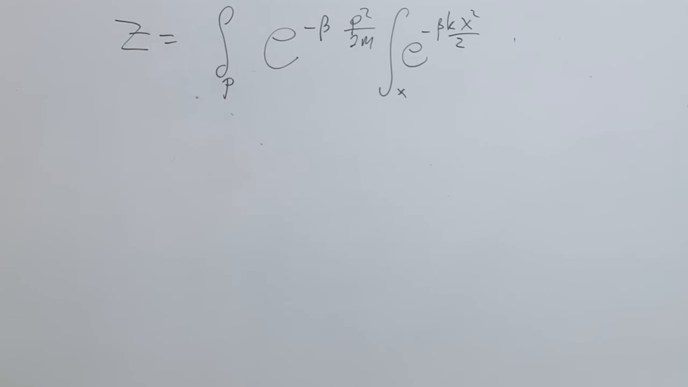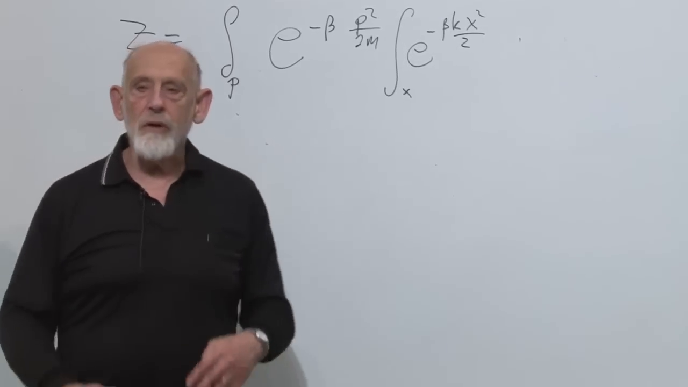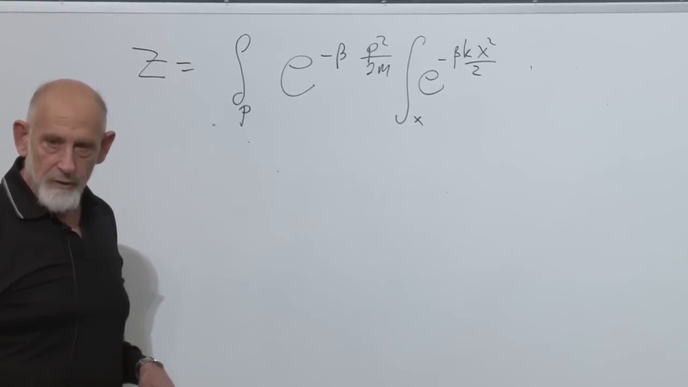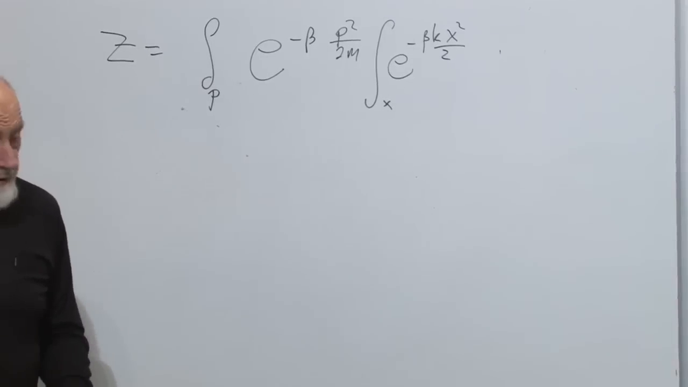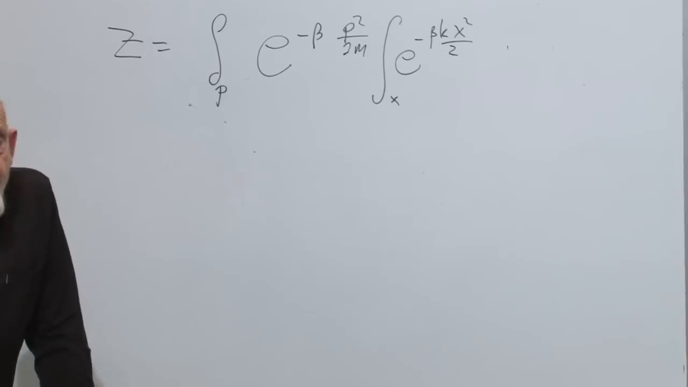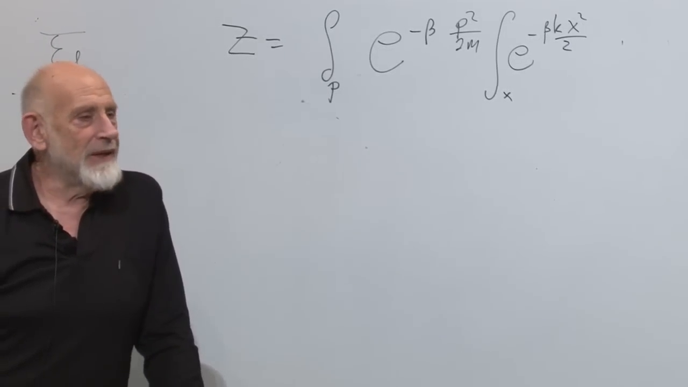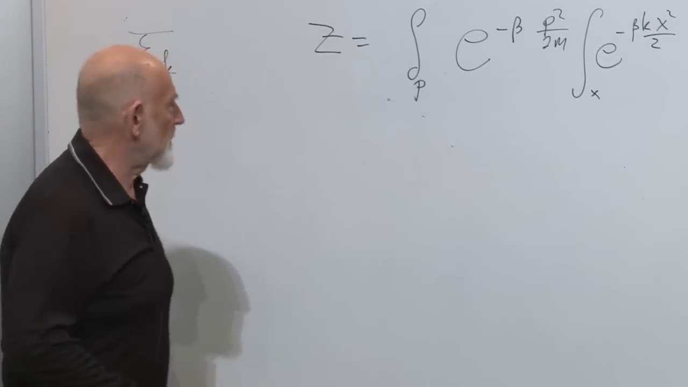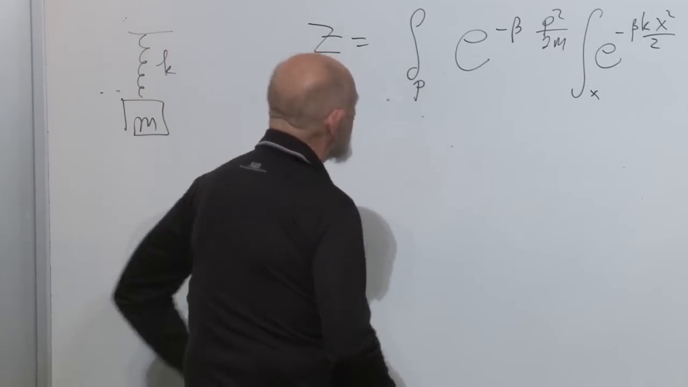Okay, so all we have to do now is to do these two integrals. Remember that numerical constants in the partition function, multiplicative constants, don't make any difference. Why not? Because when you take the logarithm of the partition function, they correspond to additive constants. And since we're always going to be differentiating the partition function, we don't care about numerical constants. Okay, so forgetting the numerical constants, we want to do these integrals.